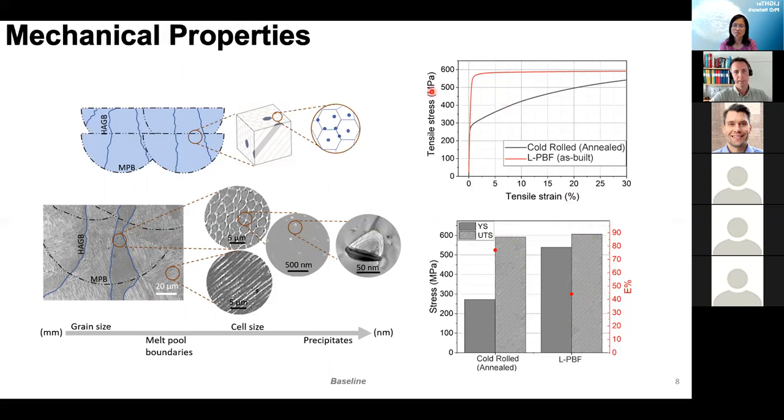If we would compare this to a cast material, our mechanical properties are much, much better, which is very beneficial. So this kind of wraps up the introduction.